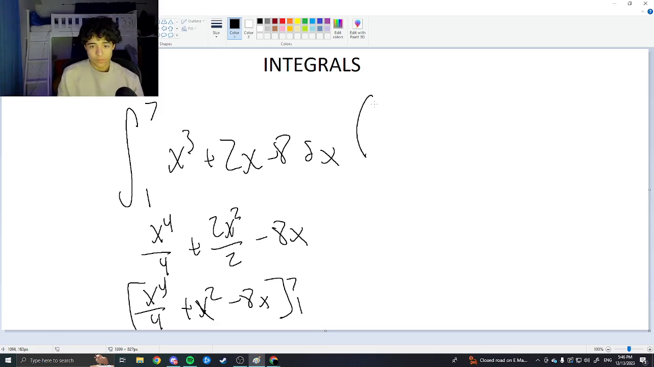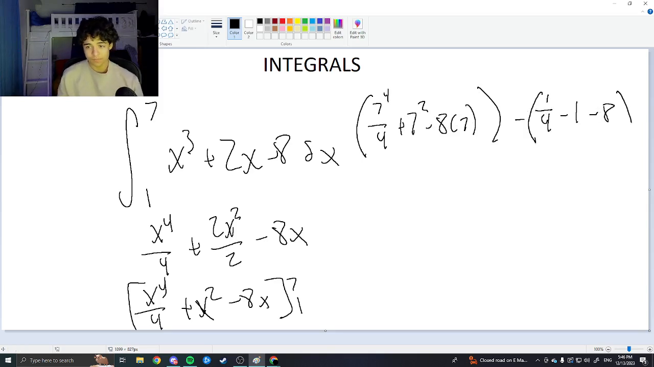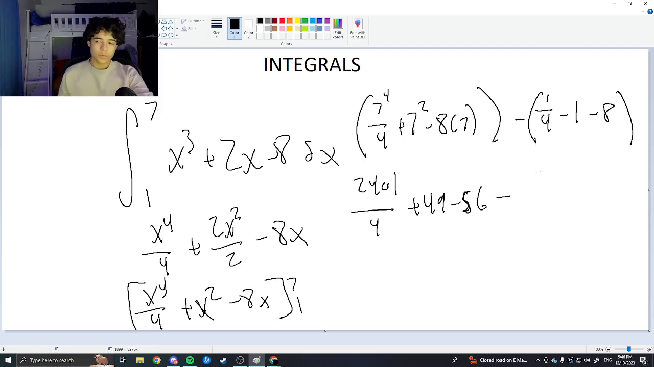So I'll get rid of this equation for now, and we'll come up to the top right. We'll plug in our 7. We'll get 7 to the 4th power over 4 plus 7 squared minus 8 times 7 minus, and then you plug in 1. You get 1 over 4 minus 1 minus 8. I'm going to use a calculator to simplify this because 7 to the 4th is kind of outrageous. So you're going to end up with 2401 over 4 plus 49 minus 56 minus, and we can solve this parentheses, but we'll get -8 and 3/4.